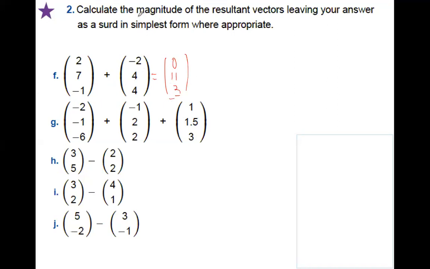But look at the question. Calculate the magnitude. So we're going to use 3D Pythagoras. So the magnitude of this vector, we're going to call it f, so magnitude of f, you write it like that, equals the square root of 0 squared plus 11 squared plus 3 squared.